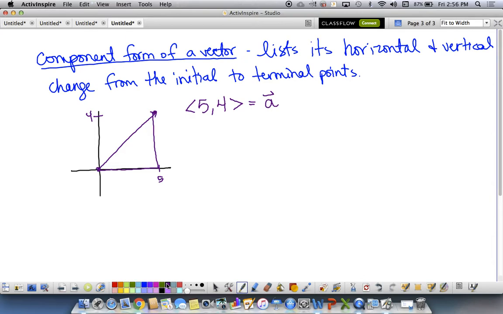Opposite vectors, next really good definition. When I say the opposite, what's the opposite of 12? You're right, negative 12. So an opposite vector, or opposite vectors, will have opposite components.